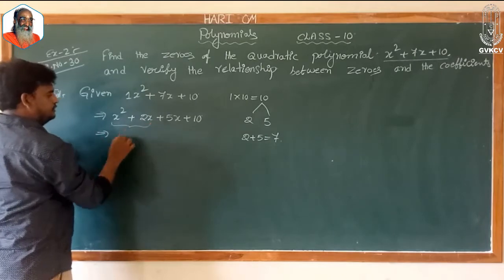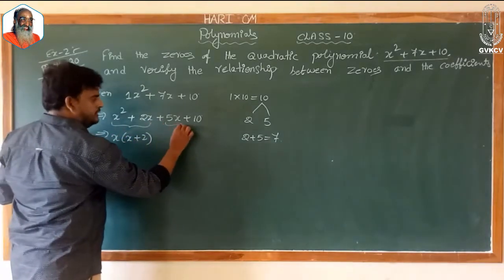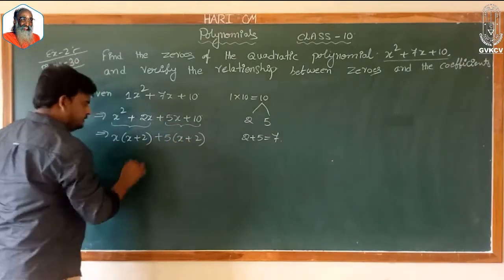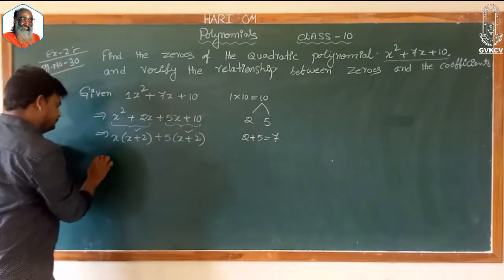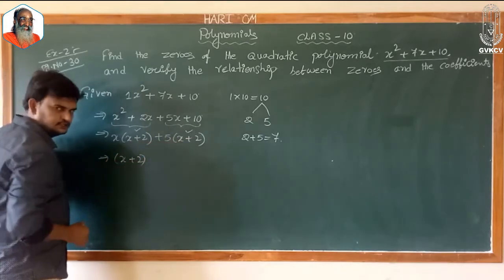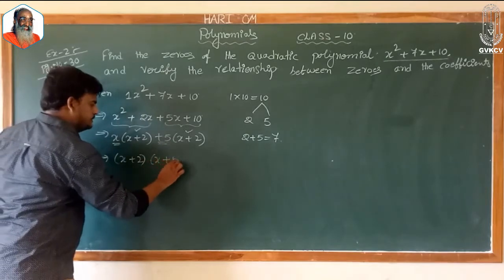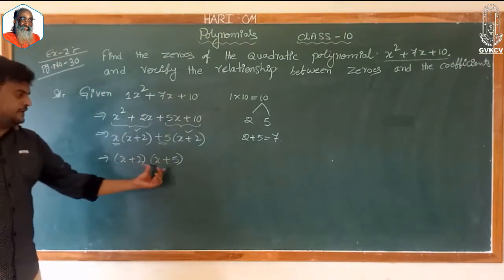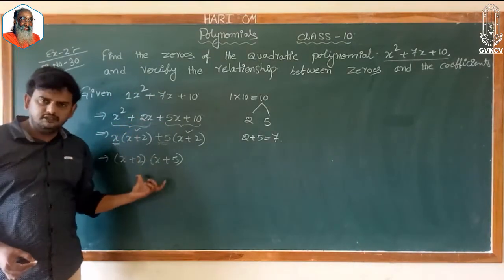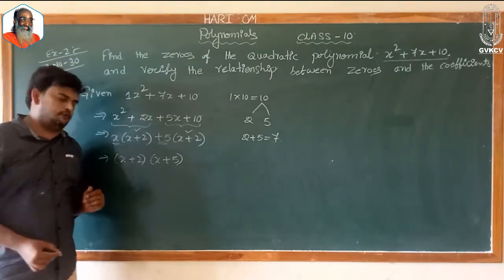From the first two terms I can take x as common, so that I have x plus 2. From the next two terms I can take 5 as common, again I have x plus 2. So I can take x plus 2 as common, and I am left with x plus 5. So x plus 2 and x plus 5 are the factors of the polynomial. These are called factors of a polynomial, not zeros of a polynomial.